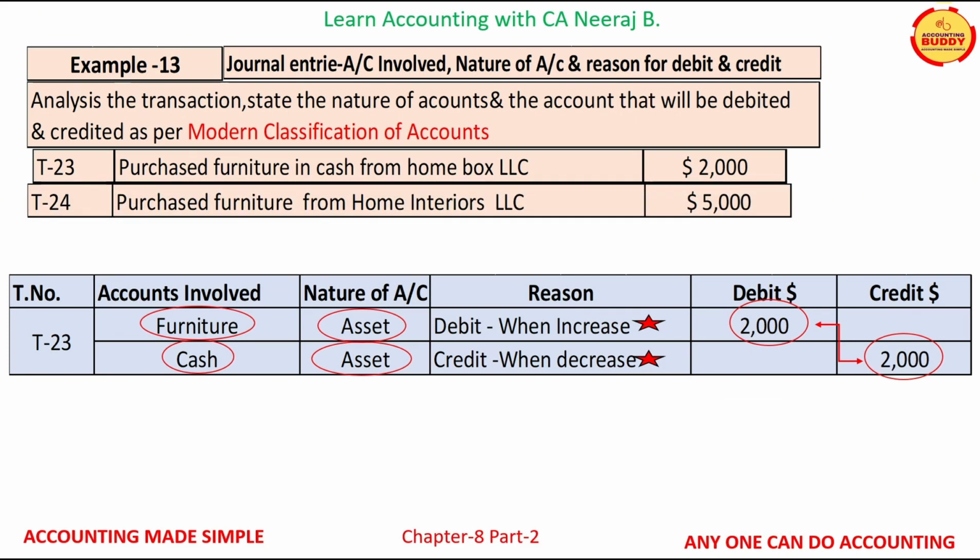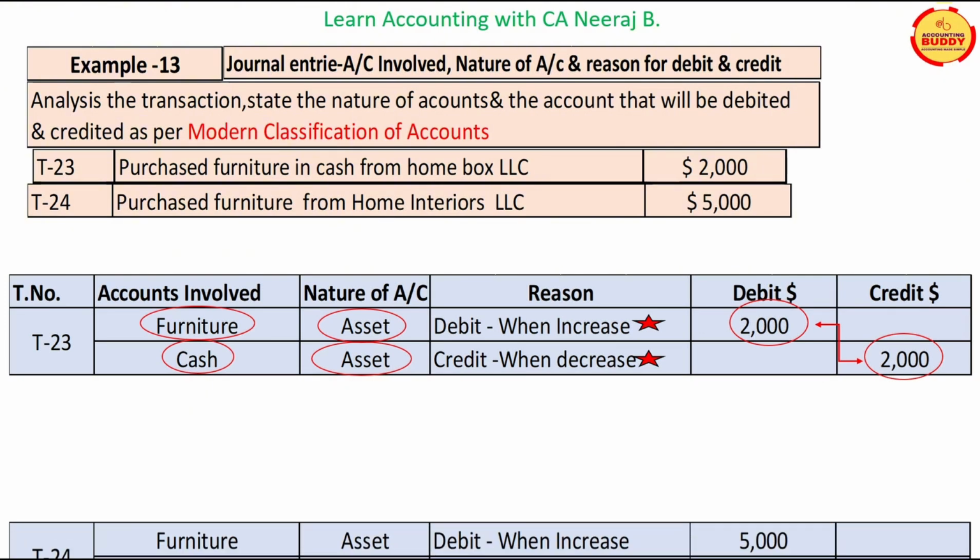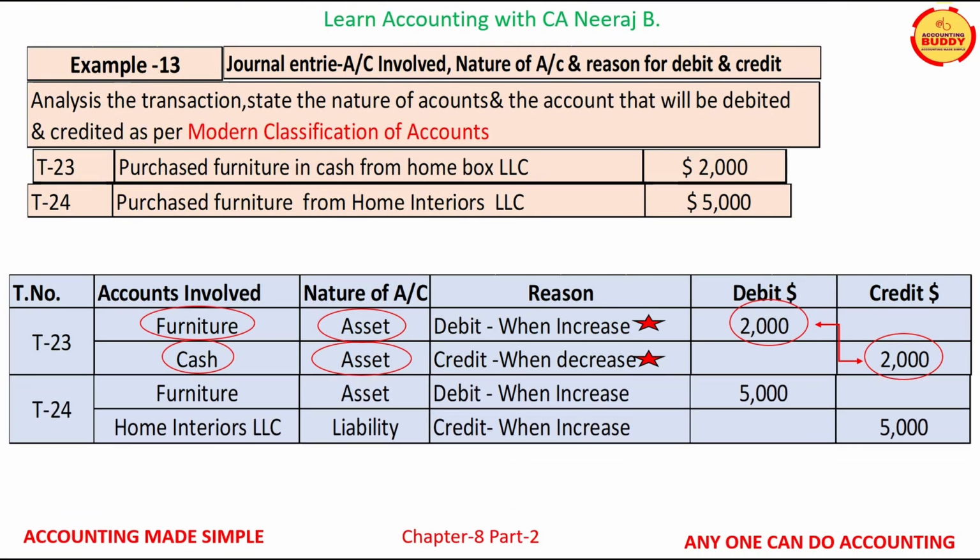Transaction T24 is business purchased furniture for $5,000 from Home Interiors LLC. The two accounts affected by this transaction are furniture account and Home Interior LLC account. Under modern classification of accounts, furniture is an asset. An asset account is debited when asset value increases.